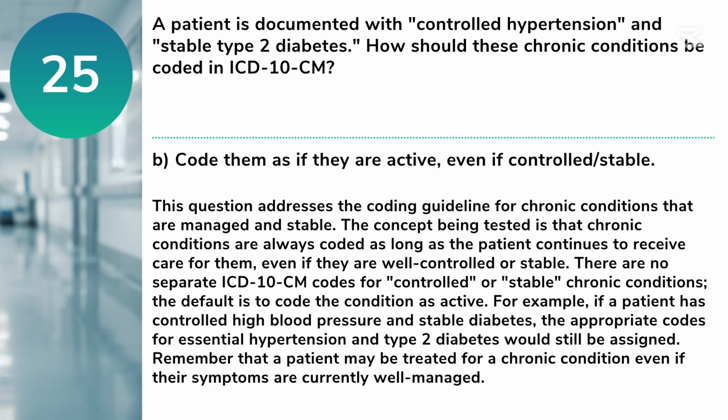For example, if a patient has controlled high blood pressure and stable diabetes, the appropriate codes for essential hypertension and type 2 diabetes would still be assigned. Remember that a patient may be treated for a chronic condition even if their symptoms are currently well managed.